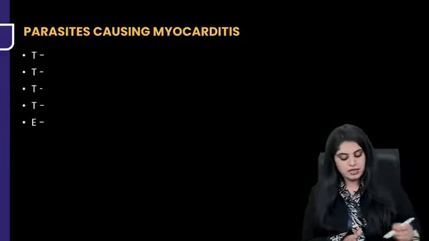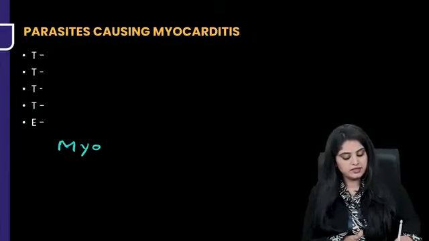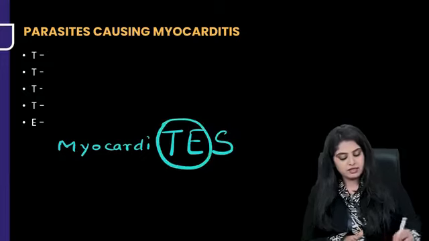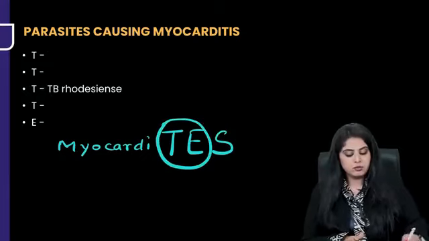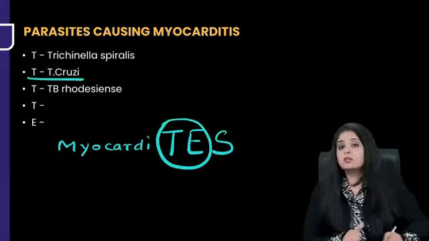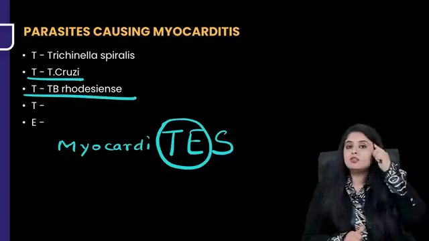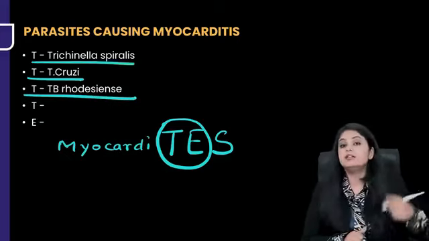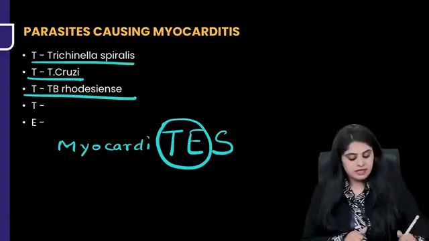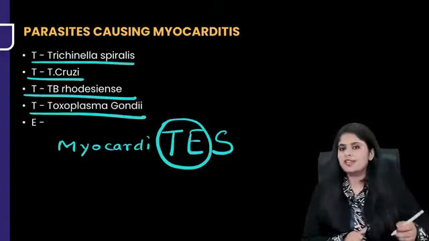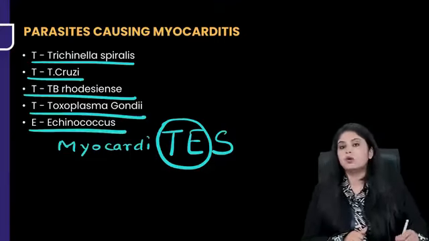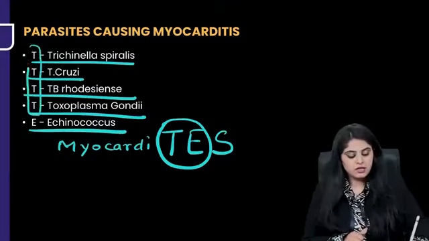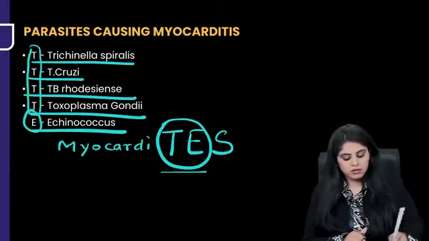How are we going to learn it? I am saying what are all the parasites which cause myocarditis. For myocarditis, you have lots of T and E. I've just taught you the famous Trypanosoma cruzi. In a while I will even teach you Trypanosoma brucei rhodesiense. Apart from that, later on in nematodes we will do Trichinella. Then we have Toxoplasma, which is the next chapter. And also sometimes Echinococcus or the dog tapeworm can cause it. So all the T's that you study along with Echinococcus are going to cause myocarditis.